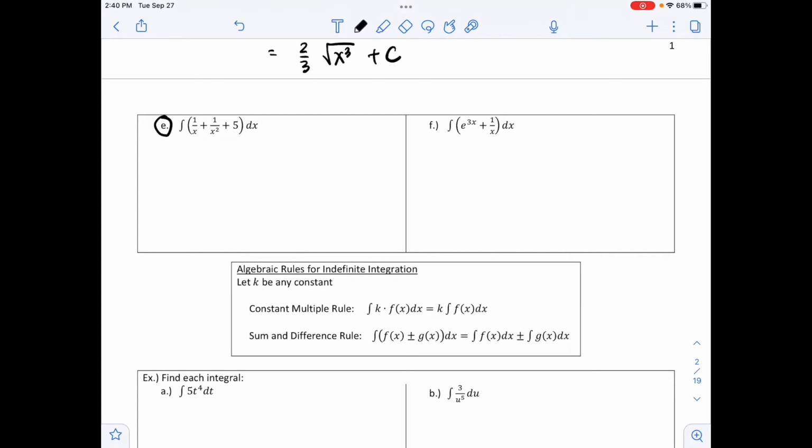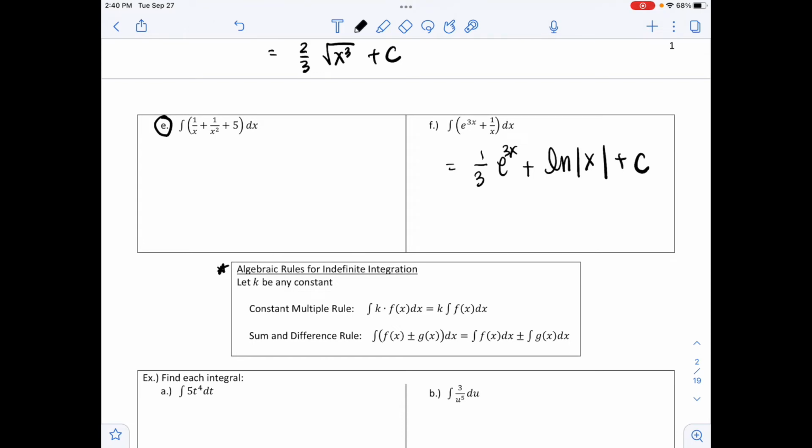For f, we have the integral of e to the 3x plus 1 over x dx. And so taking the integral of e to the 3x is going to be 1 over that exponent, the constant part of it, which is 3, e to the 3x. 1 over x, the integral of that is going to be ln of the absolute value of x. And then we also have a plus c. Again, you can take a derivative of your answer just to check to make sure that you did it correctly.